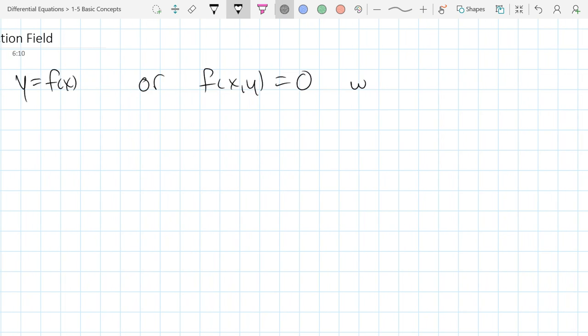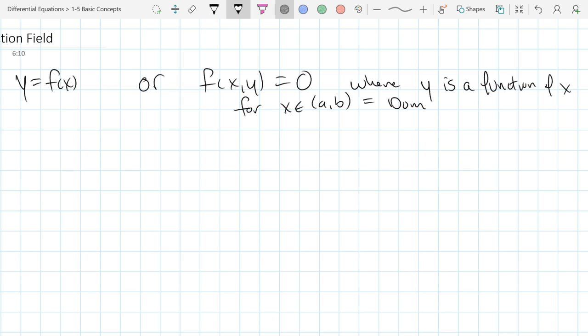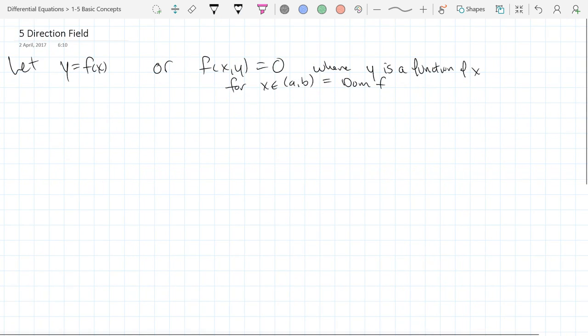Now in this implicit one, where y is a function of x, for x inside some interval a to b. And this interval will be the domain of f. So you can start out with either a function, y is a function of x, or an implicit function where you cut down the domain to something small. So you actually get a function out of it, where y is a function of x.